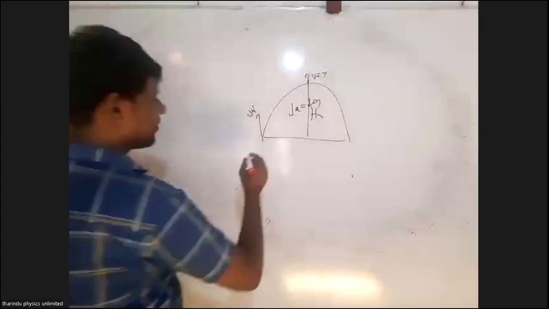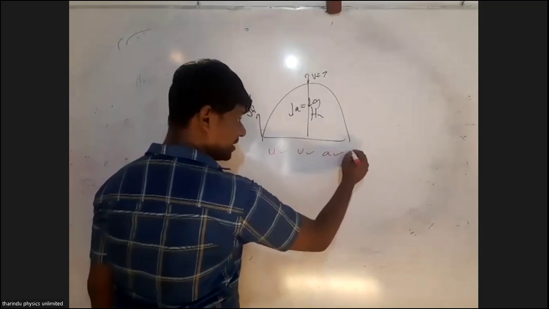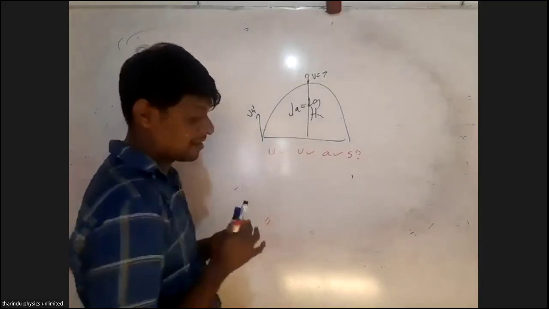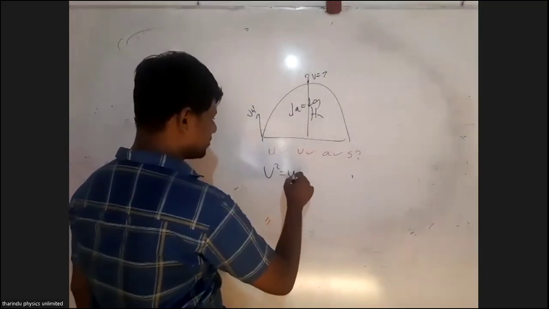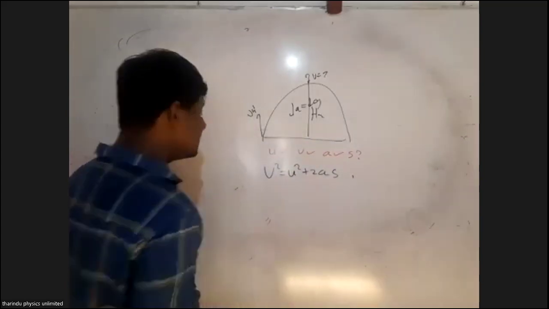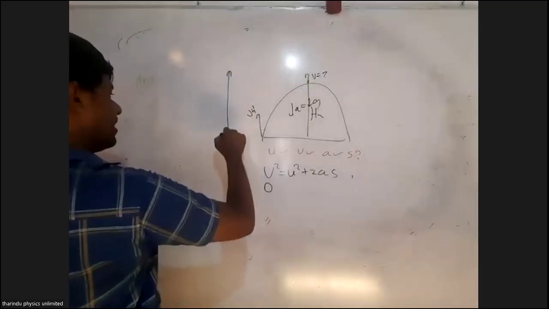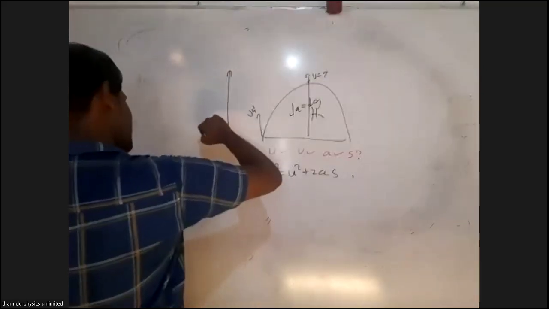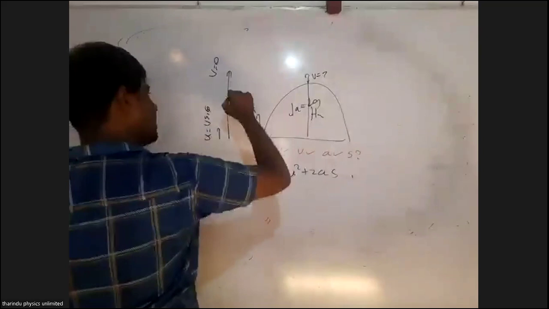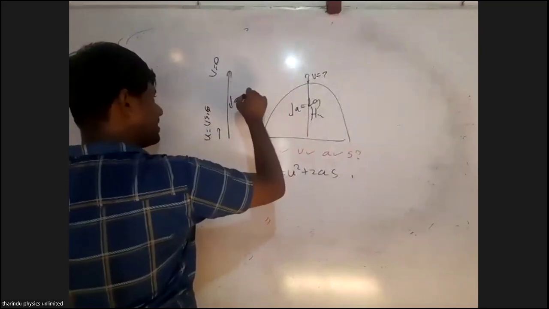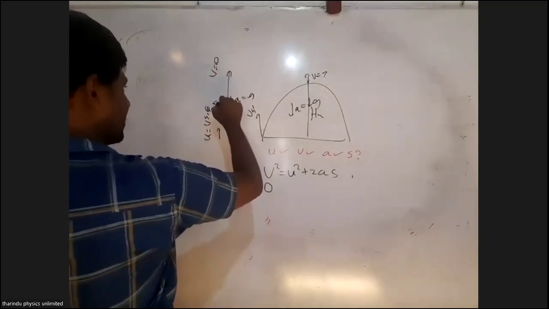To find the maximum height, you have U, you have V, you have A, and the displacement is what's asked. What is the equation that you have to use? The equation is none other than V square equals U square plus 2AS. The final velocity is 0, U equals V sin theta, and the acceleration due to gravity is negative because it's downward, and S equals the height, H max.